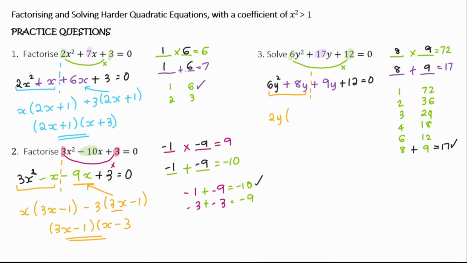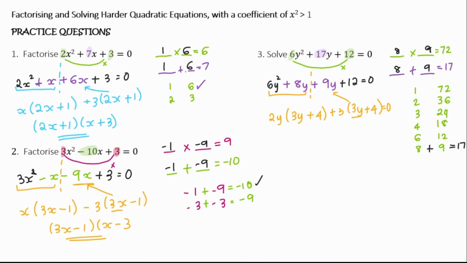In order to make 2y into 6y squared, we would multiply that by 3y, and in order to make 2y into 8y, we would multiply that by plus 4. We then keep 3y plus 4, the same bracket for the second part of the equation. In order to make 3y into 9y, we would have to multiply that by plus 3, so we put a plus 3 outside the second bracket. So we now have our two factors. The first factor would be 3y plus 4, and the second factor would be 2y plus 3.